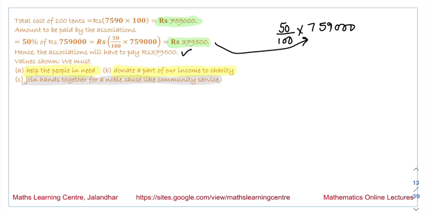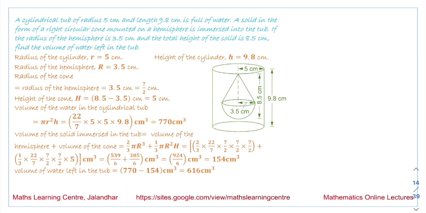Next is a cylindrical tub of radius 5 cm and length 9.8 cm is full of water. So this is the tub given to us. The radius of this tub is 5 cm, and the length of this tub is 9.8 cm, and it is full of water. A solid in the form of a right circular cone mounted on a hemisphere is immersed into the tub.